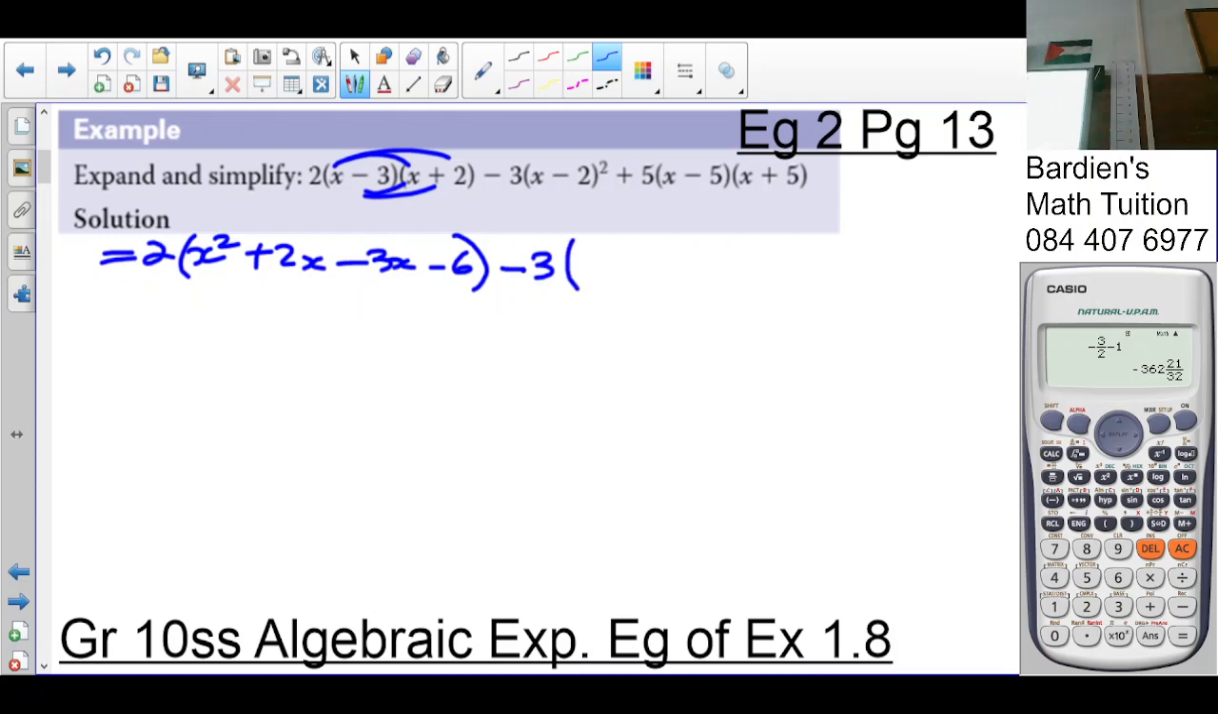So what do we do? We square the first term, which is going to give us x squared. How do we get the middle term? It's x times negative 2 times 2. It's going to give us negative 4x. Negative 2 all squared?